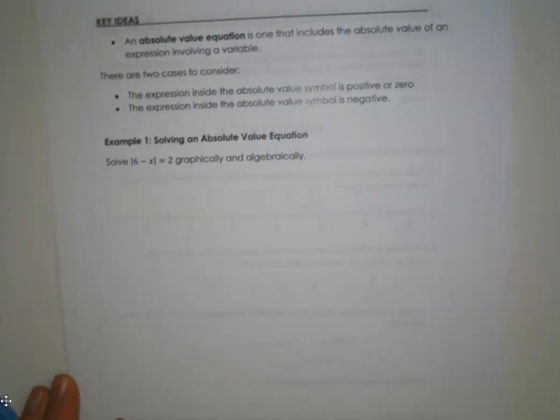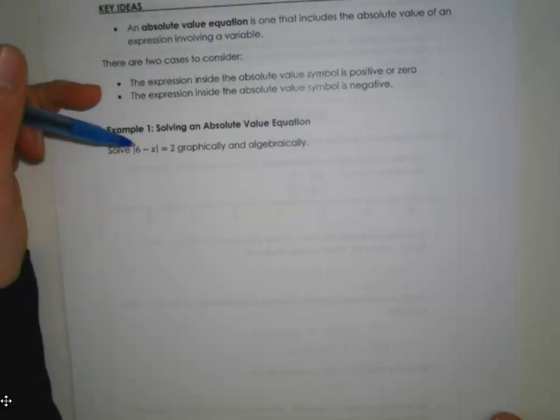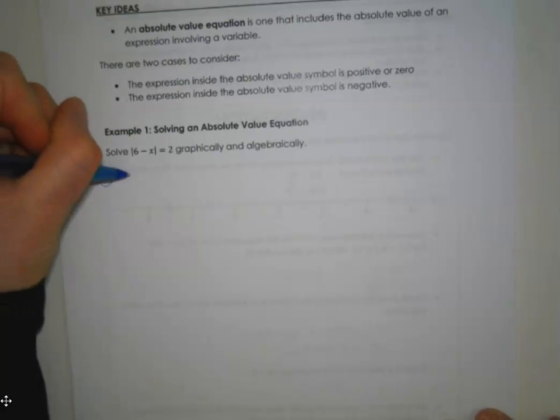So we'll look at, in all of our equations that we look at, we need to consider those two cases. Okay, so when we're asked to solve the absolute value of 6 minus x is equal to 2, the first thing we need to do is figure out what the two possible cases are. So our first step is to determine the piecewise functions.